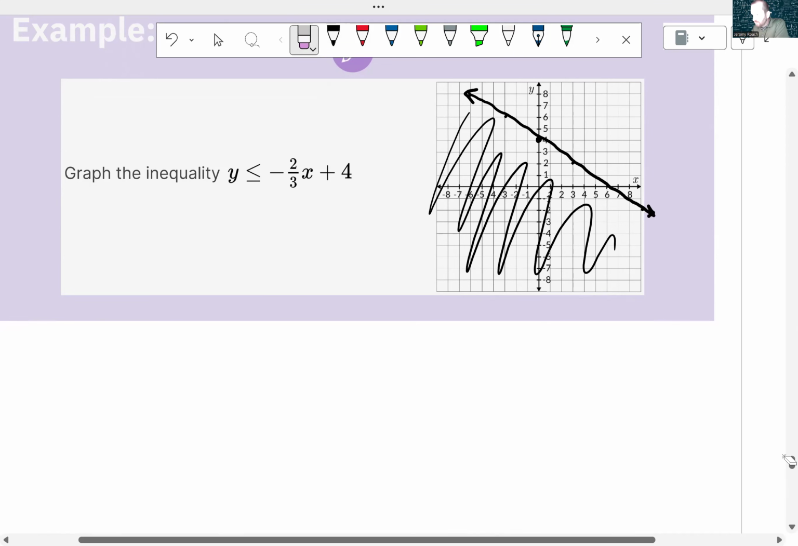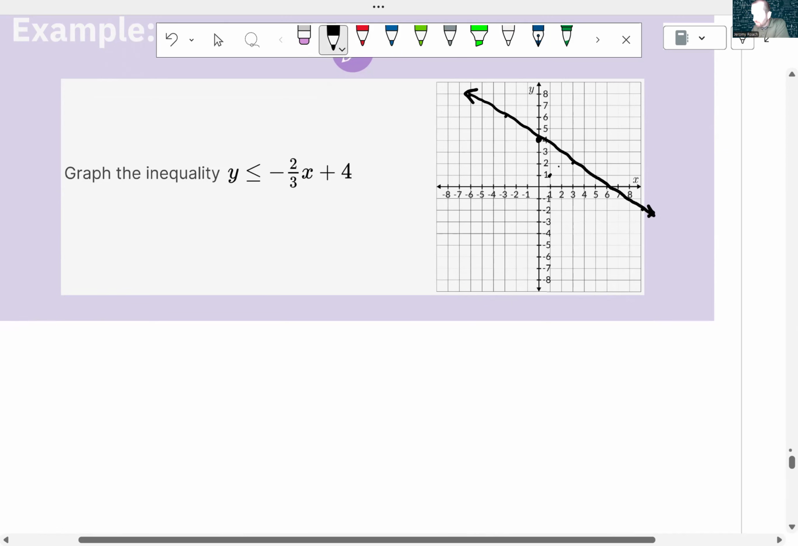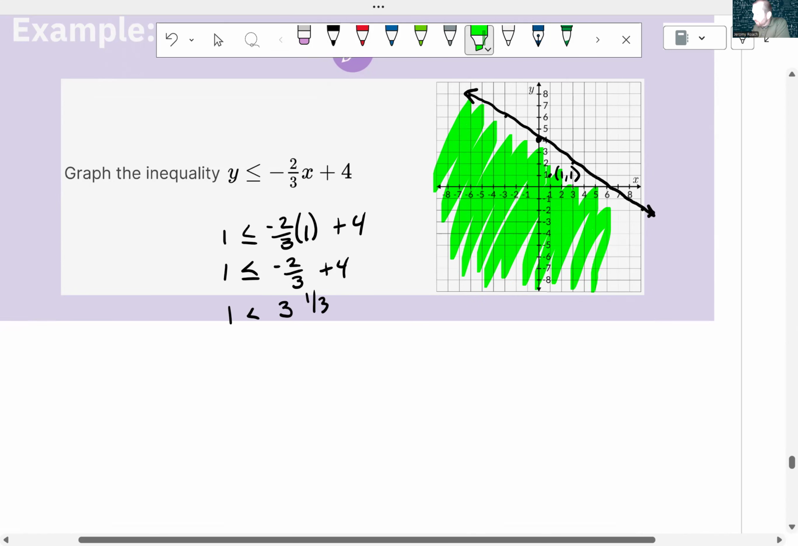But just to make sure, we can use a test point. I'll use test point 1, 1 this time instead of 0, 0. So we plug in 1 for y and 1 for x. 1 is less than or equal to negative 2/3 times 1 plus 4. 1 is less than or equal to 2/3 plus 4. If you're really good with fractions, this is 3 and 1/3. 1 is less than 3 and 1/3, and that's a true statement. So that means we're going to shade everything below the black line that we just found for what y equaled.